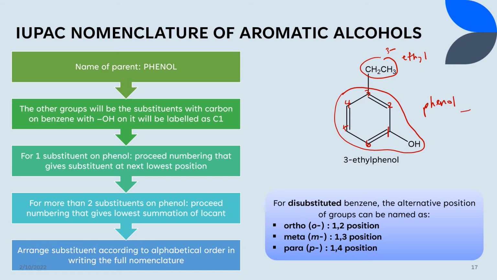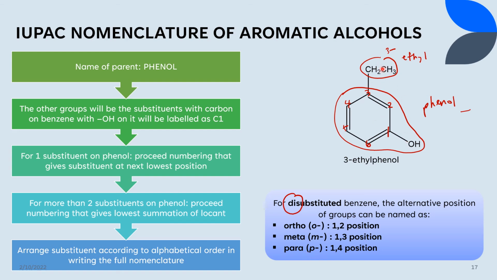Okay, 3-ethyl phenol. Tetapi untuk disubstituted benzene, apa maksud disubstituted benzene? Maksudnya pada benzene yang ada dua cabang sebegini. Okay, benzene ring yang ada dua cabang. So dua cabang ini kita panggil sebagai disubstituted benzene. So for disubstituted benzene, the alternative position of groups can be named as ortho, meta and para. Sekiranya kedudukan dua ini berada pada kedudukan 1, 2 position, maka namanya adalah ortho. Okay, nama alternatifnya adalah ortho. Kalau 1-3 position, this is meta. Kalau 1-4 position, it is para.